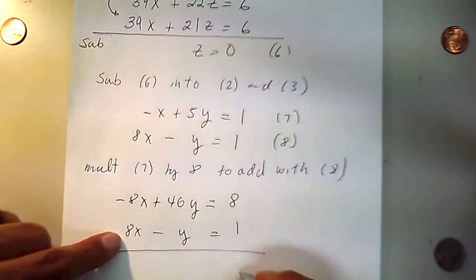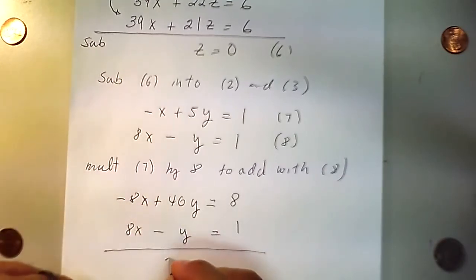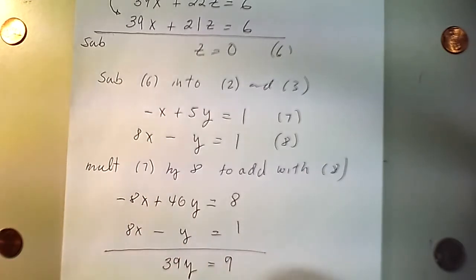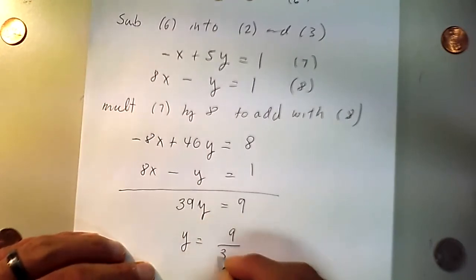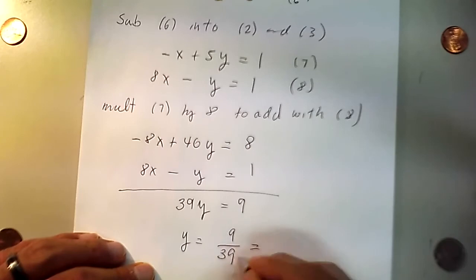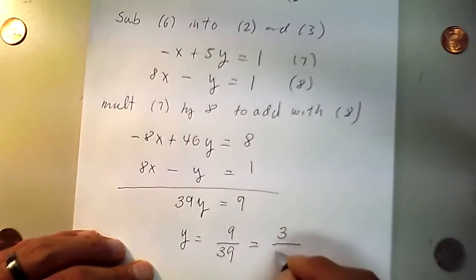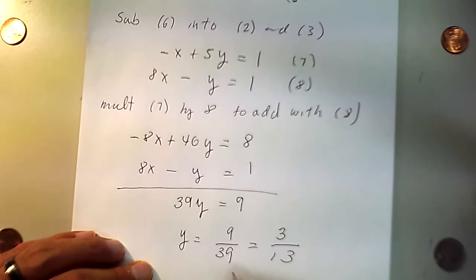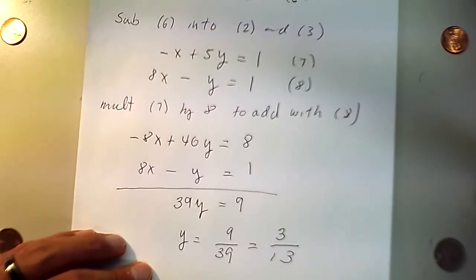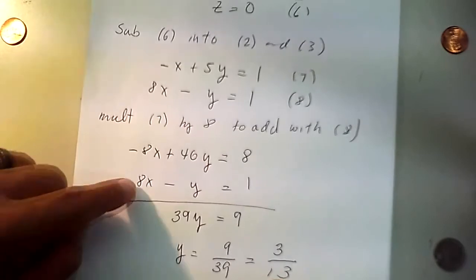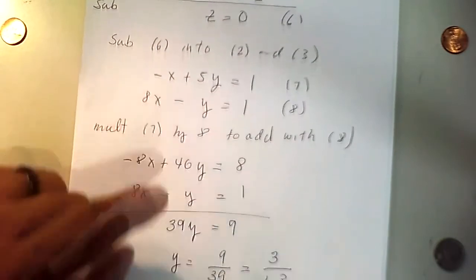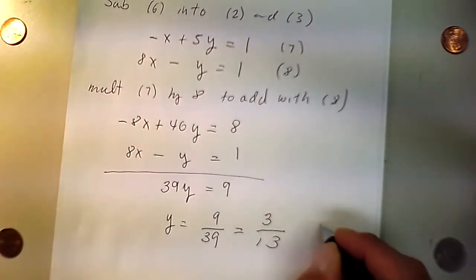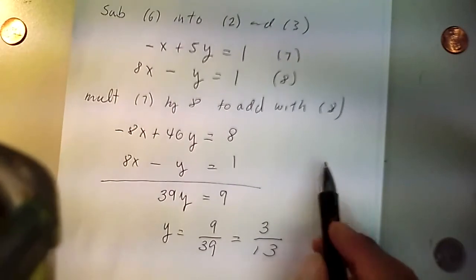Okay, so those two add together. 39y equals 9, or y equals 9 over 39, or we can simplify with a 3 over 13. So y equals 3 over 13. It is very tempting to substitute back into one of those equations. We could, but I prefer elimination. I'm going to label this as equation 9.